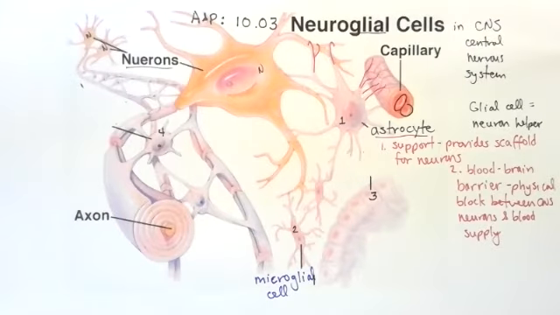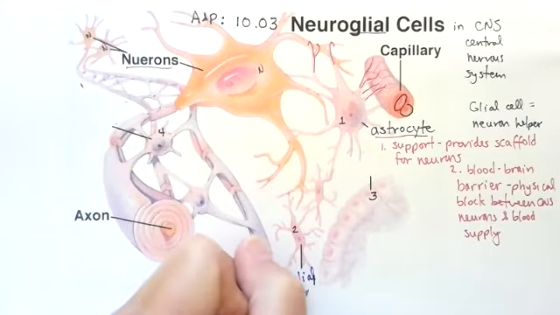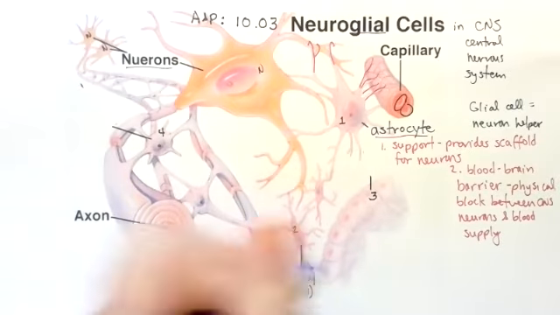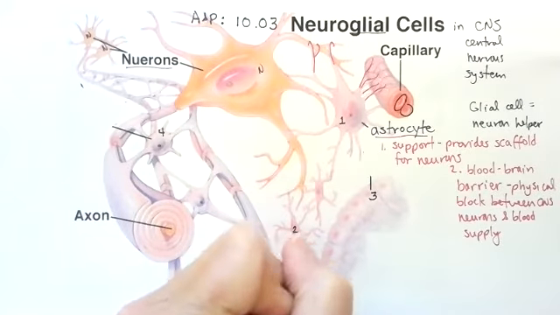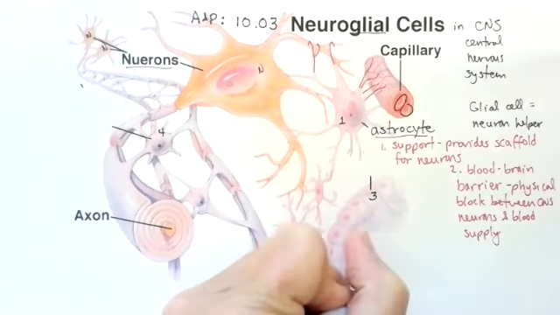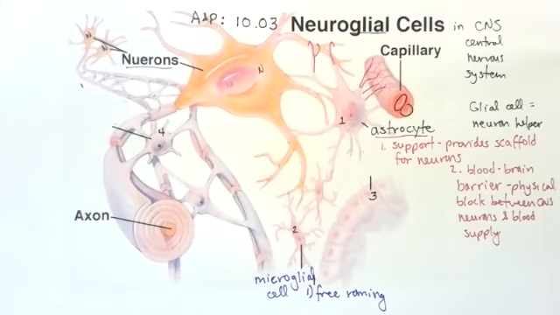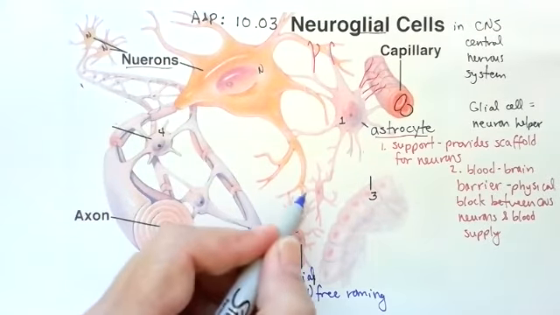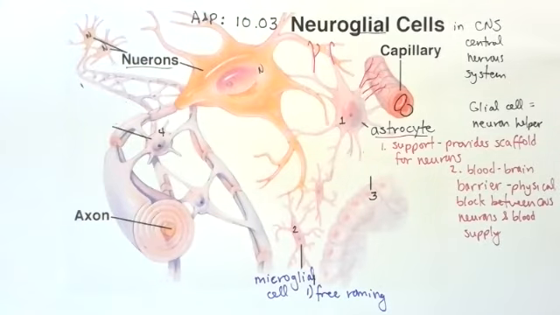These guys are the janitorial staff of the brain, or of the central nervous system. So first of all, they're free roaming. They're not attached to anything. They can pretty much go wherever they want to go. So in this case, you see one of them is attached to a neuron and one of them is attached to another.